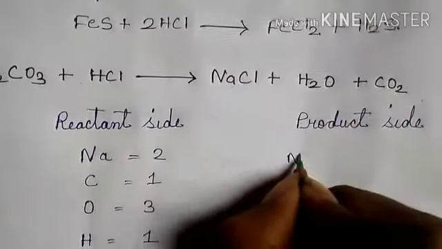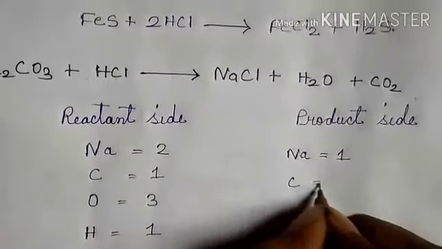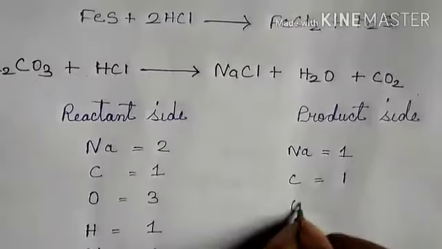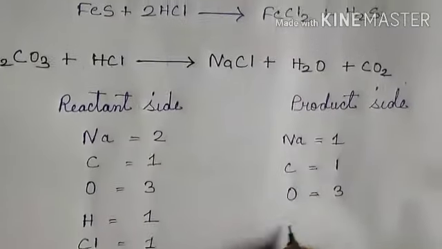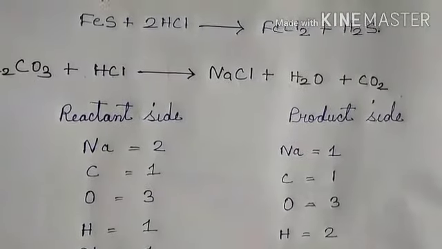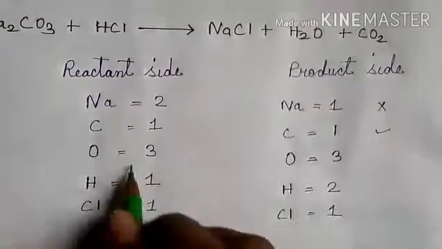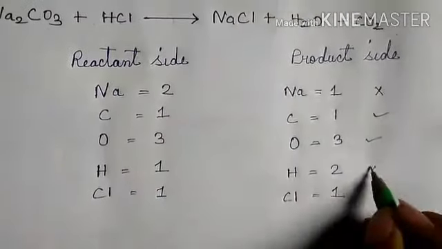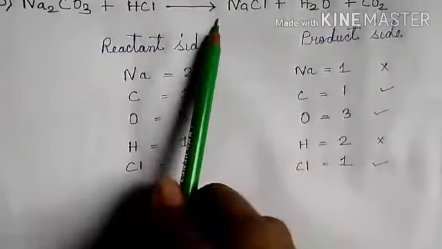Now on the product side, sodium is equal to 1. Carbon is equal to 1. Oxygen is equal to 2 plus 1, 3. Hydrogen is equal to 2. And chlorine is equal to 1. Now what will we do? We see that sodium is not balanced. Carbon is balanced. Oxygen is also balanced. Hydrogen is not balanced. Chlorine is balanced.